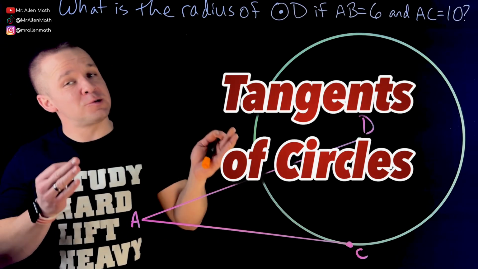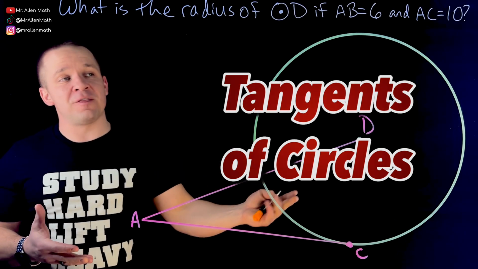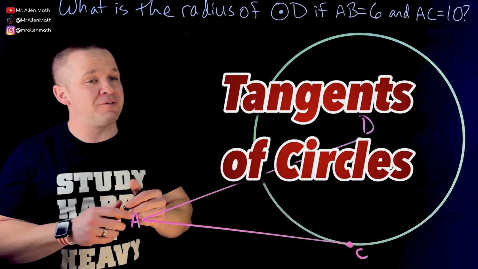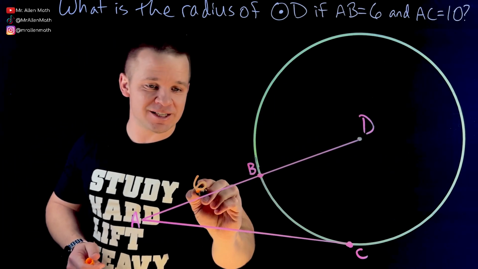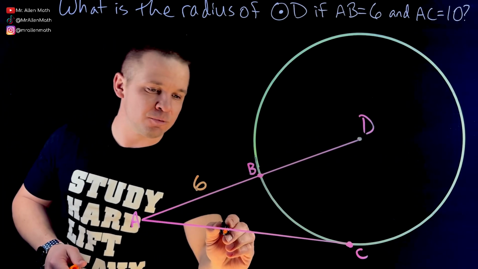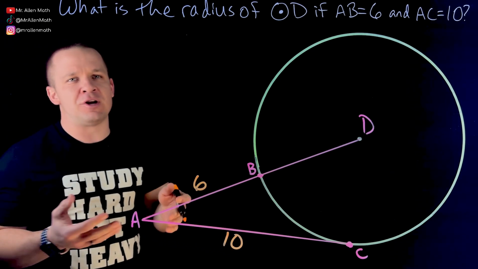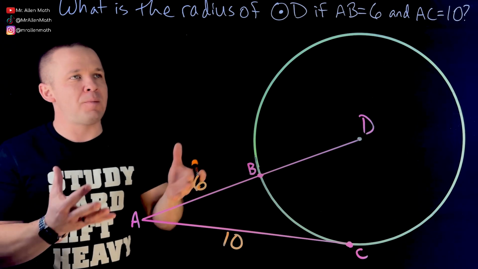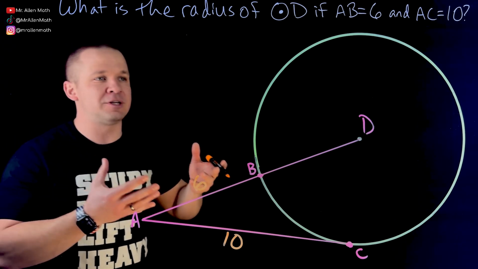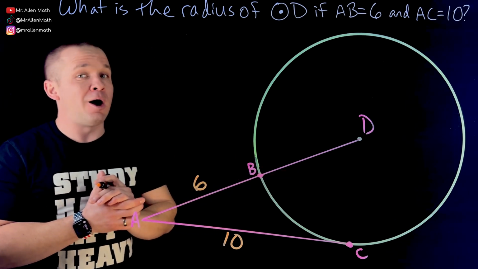Mr. Allen with a pretty dope circle problem in this video. We're asked to find the radius of circle D, but all we're given is that AB equals 6 and AC equals 10. Now, the thing about circle problems is it oftentimes seems like you don't have enough information to actually solve it. But circles have so many built-in cool properties about them. We're going to use a couple of them here.